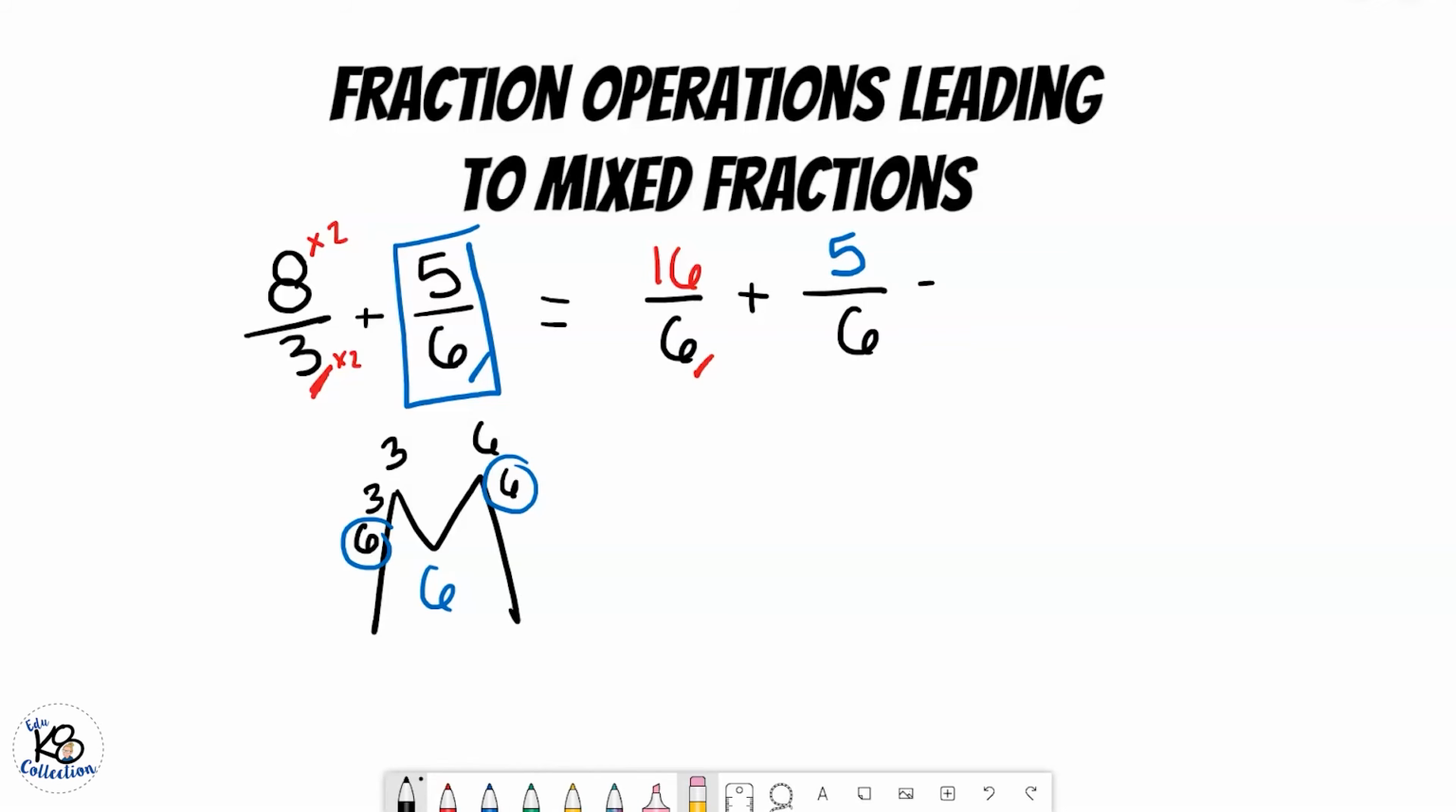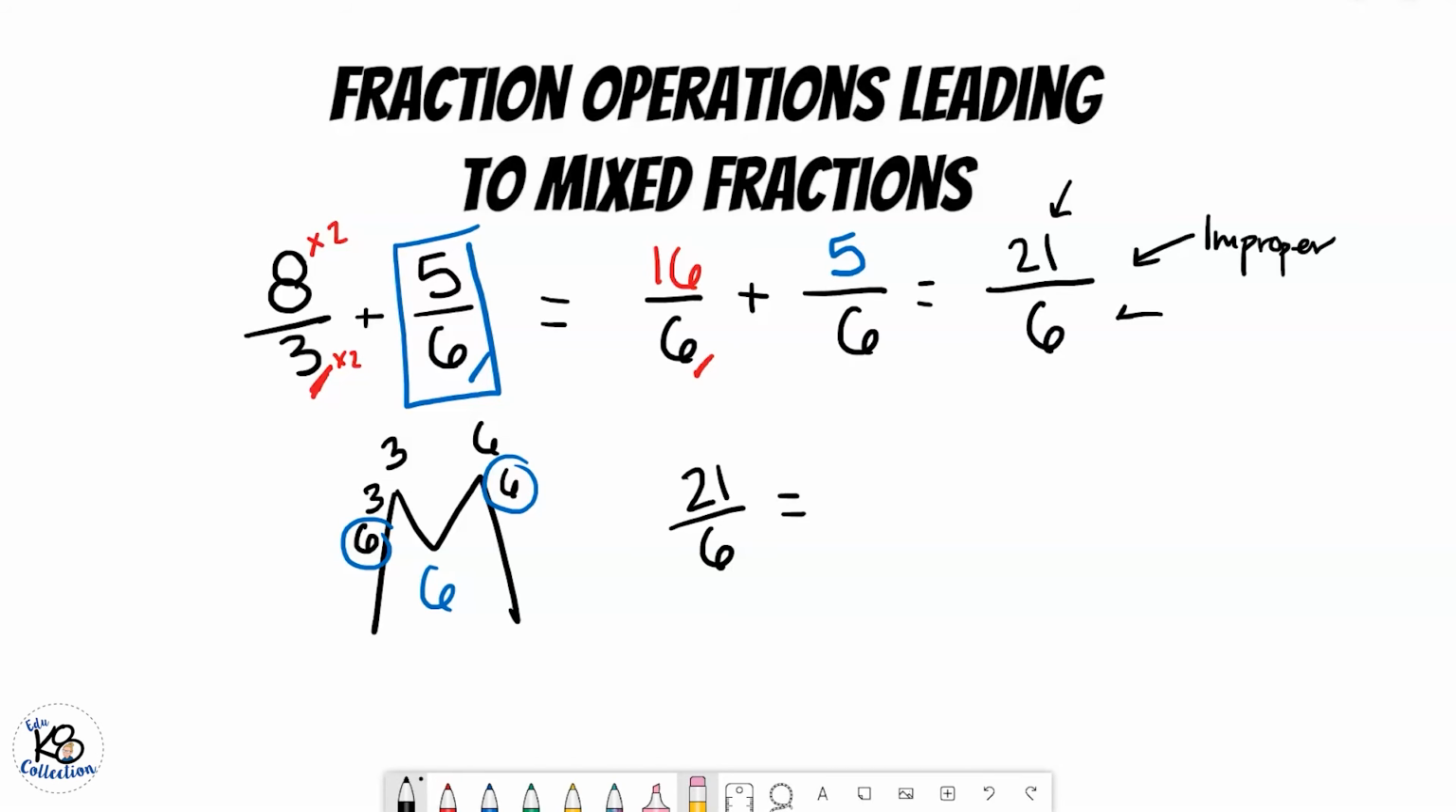In this case, I don't actually have to change our second fraction because it already has that same denominator. Now, I can follow the rules we stated previously, where I keep the denominator 6 and I add the numerators. 16 plus 5 is 21. What I have here is an improper fraction because the numerator, 21, is greater than the denominator, 6. So I'm going to take that 21 over 6 and I need to change it into a mixed fraction.